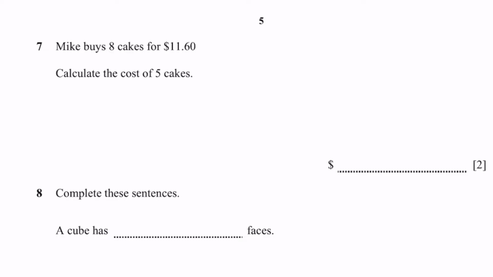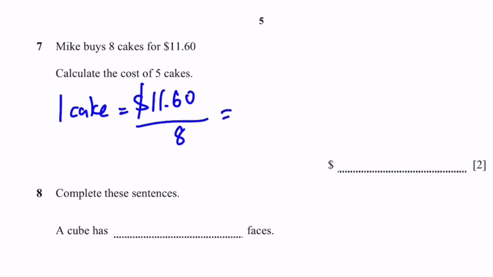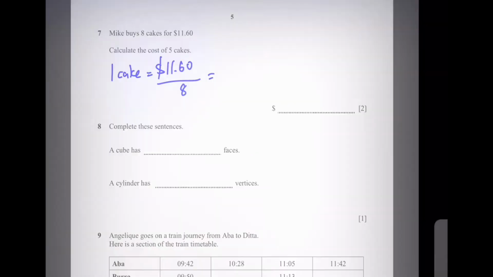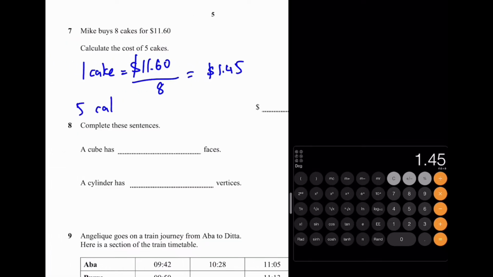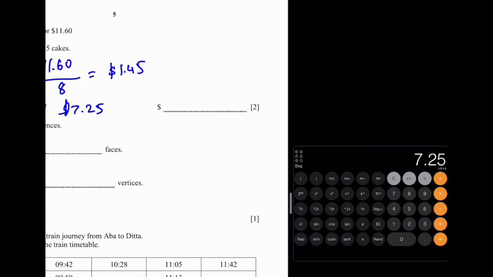Question 7. Mike buys 8 cakes for $11.60. Calculate the cost of 5 cakes. So if 8 cakes cost this much, that means 1 cake costs 11.60 by 8. And let's get a calculator to do this. $11.60 divided by 8, which is $1.45 per cake. So for 5 cakes, it's equal to this into 5, which is $7.25. That's the answer.